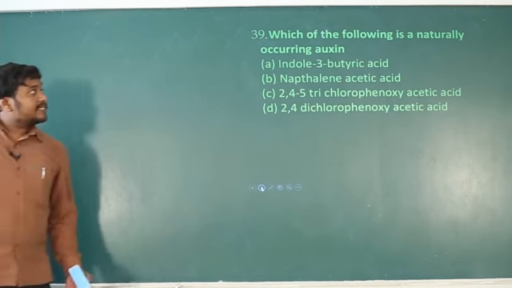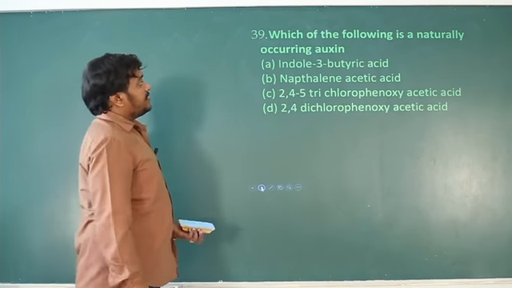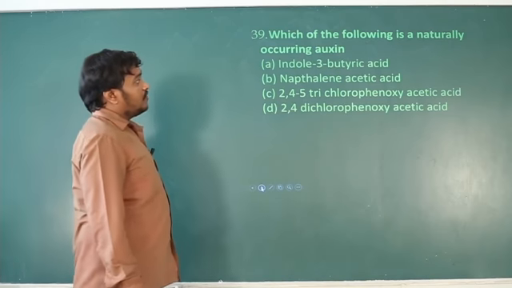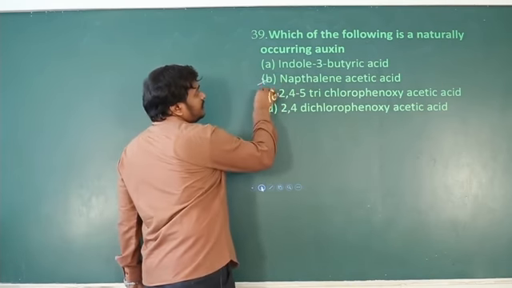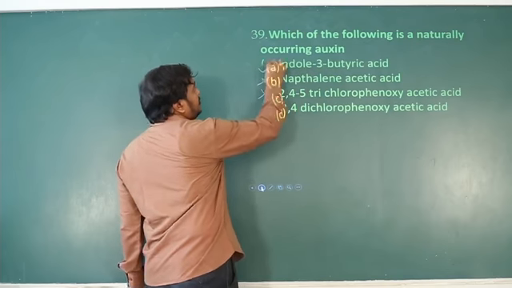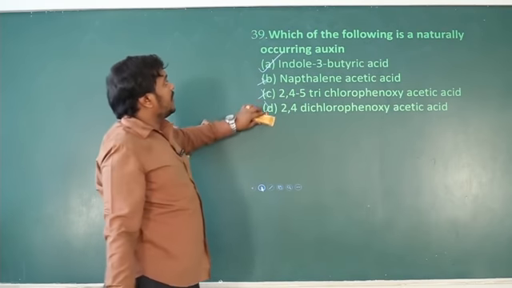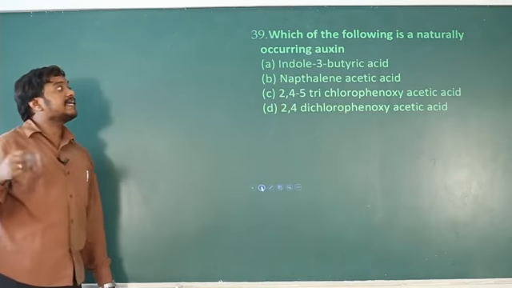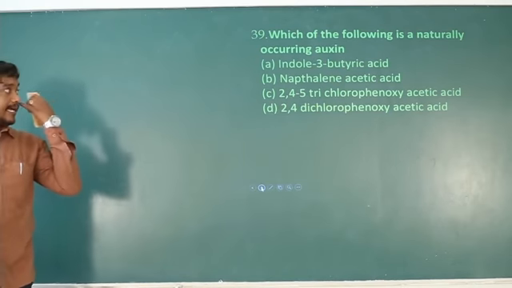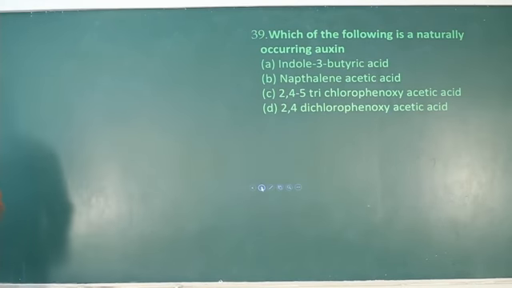Which of the following is a naturally occurring auxin? Indole 3 butyric acid, naphthalene acetic acid, 2,4,5-trichlorophenoxyacetic acid, 2,4-D. Well, the synthetic auxins are NAA and the others, but IBA is the actual one. Naturally occurring auxins are IBA as well as IAA, indole 3 acetic acid and indole 3 butyric acid, both naturally occurring.